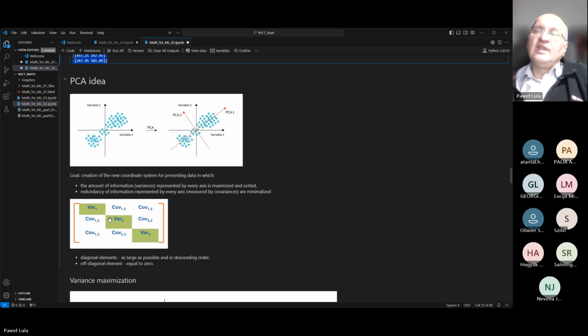And to do it, I should find these two axes. In this case, two axes, because now we are talking about two-dimensional space. In general case, of course, the number of dimensions may be higher. How to find the location for these two axes for which variances will be maximized and sorted and covariances will be equal to 0.